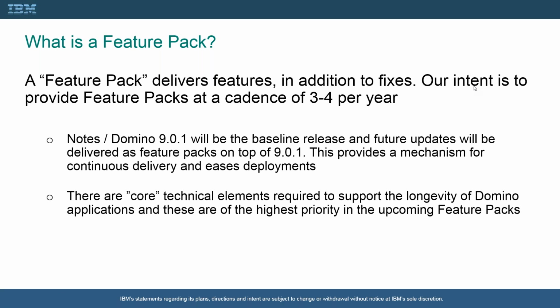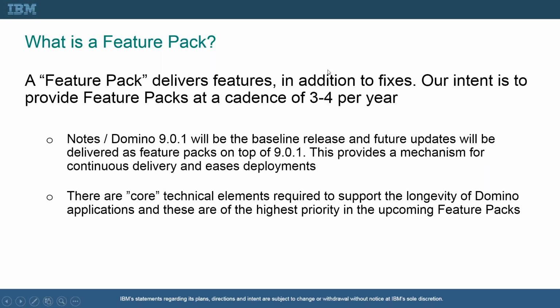So we're at 901, feature pack 8. Coming out later this year will be 9, and that allows us to do this continuous delivery and get these features and fixes and everything to you quickly. And there are core technical elements that we need to do to support the longevity of Domino, and these are some of the highest priority. This is part of what we're getting in these feature packs.